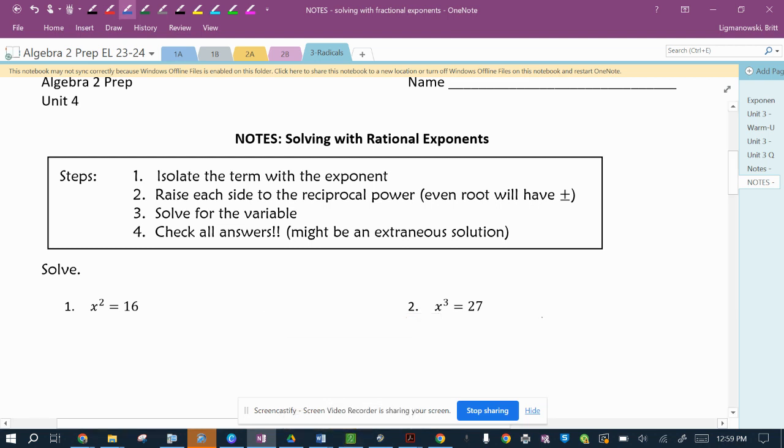So first we're going to go over some steps. Step one is to isolate the term with the exponent. That could look like this or like this. So we want to get that term alone. Then we're going to raise each side to the reciprocal power. That's just the flip of the fraction. So if I had 2/3, the reciprocal would be 3/2.